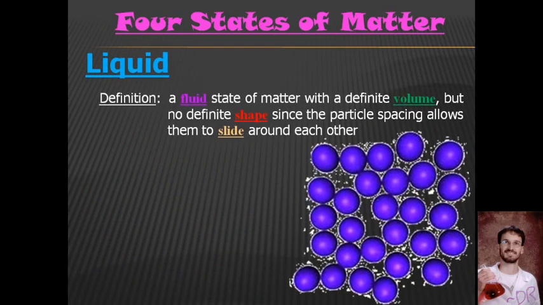Liquids are the next state of matter that we'll talk about here. And liquids are a fluid, and something is called a fluid when it can flow. And the reason that a liquid can flow has to do with the structure of the molecules and the atoms. So liquids have a definite volume, but not a definite shape. So if you have a liter of water, you're always going to have a liter of water no matter what material you pour it into.